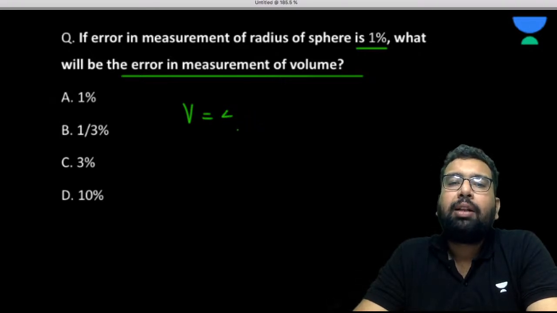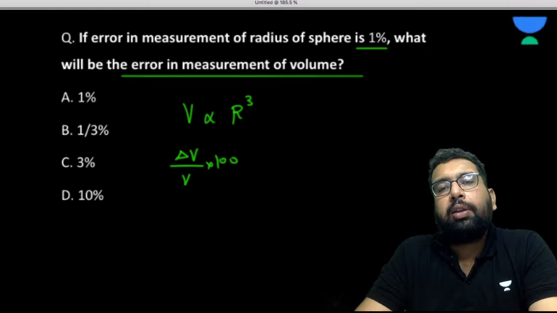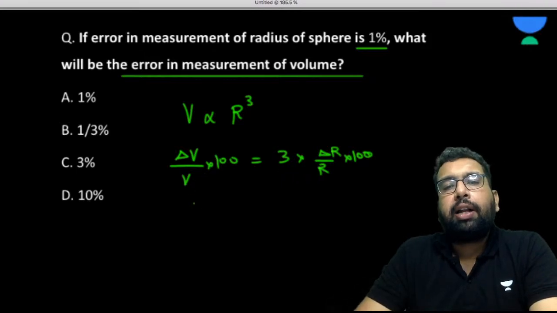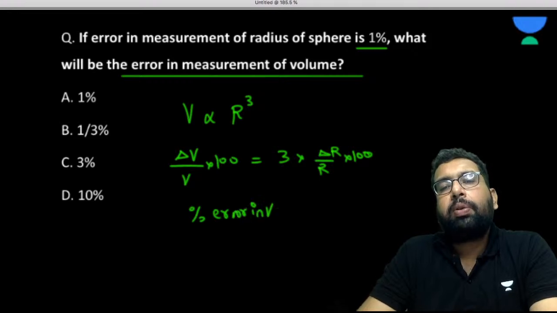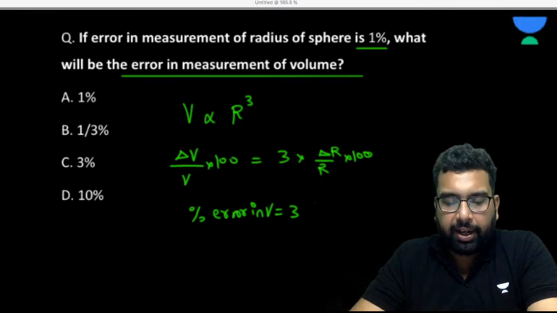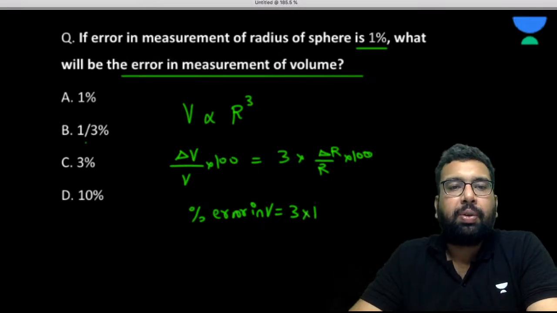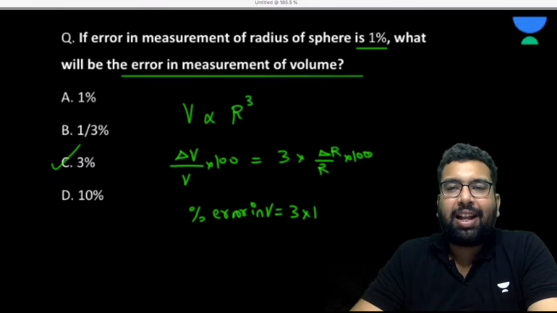So right away we can do it like this. The volume is proportional to r cube. So what is going to be delta V by V into 100? It is going to be 3 times delta R by R into 100. This is the percentage error in volume. It is equal to 3 times the percentage error in radius. The percentage error in radius is 1, so 3 into 1, that is 3%.